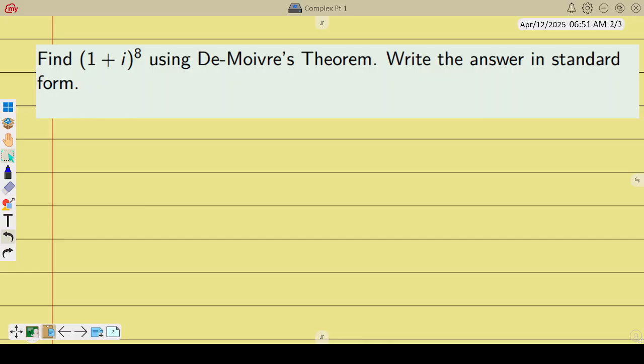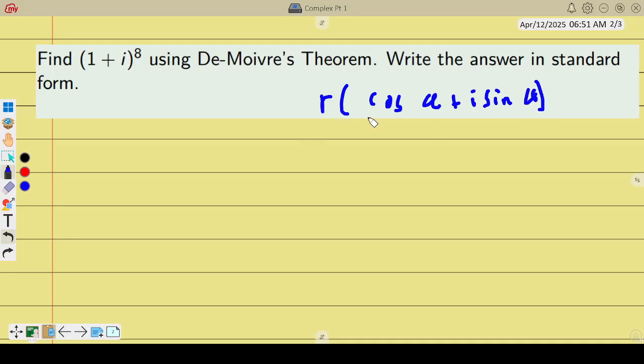So this one is a very common test question where they tell you to find something like this. They can give you power 16, whatever power they would dream to give you, and then they tell you to write in standard form x plus iy. So here we have a power, meaning we're going to raise r to the power, and then in front of course we're going to put a power on the i sign.